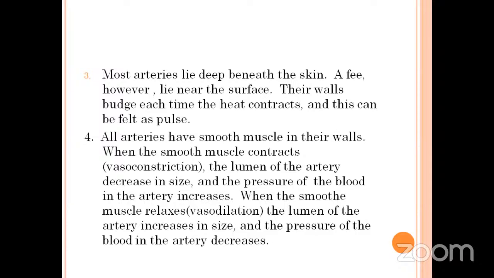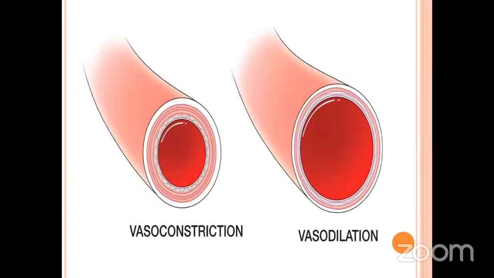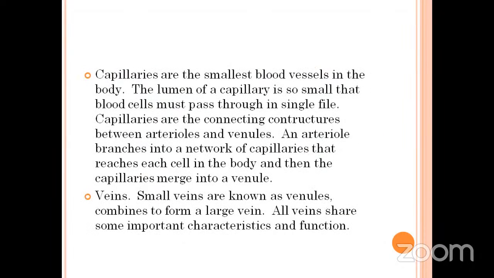Then when the smooth muscle relaxes, and this is the dilation, the lumen of the artery increases in size, so it gets bigger, and the pressure of the blood in the artery decreases. So this opening here is the lumen, right? When it contracts, it gets smaller, and when it relaxes, it gets bigger. So hence why you'd feel a pulse. Everybody with me?